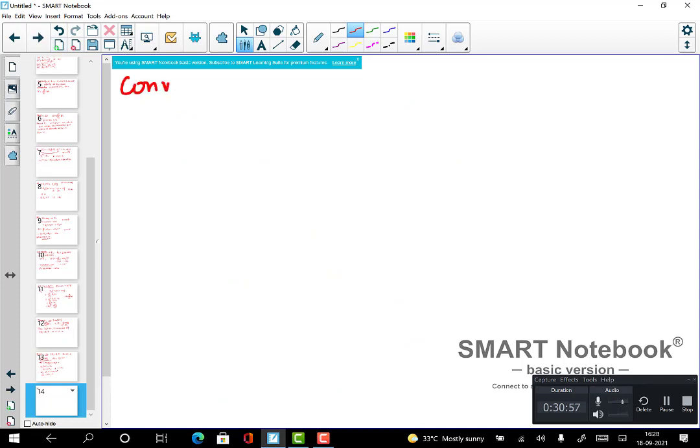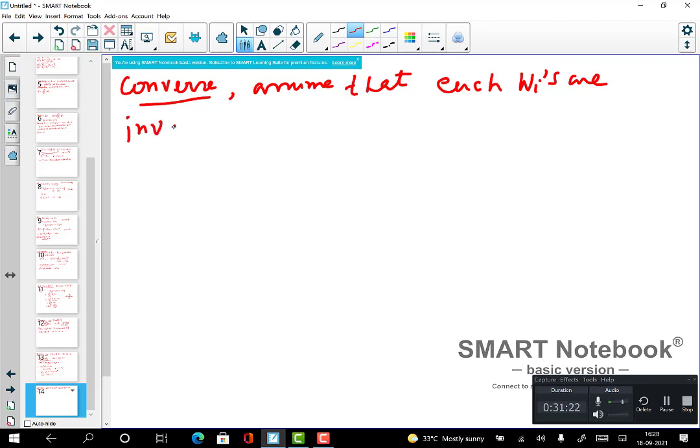So conversely, assume that each of these Wi's is invariant under T. And we need to prove that T commutes with each Ei. What is given is that V is a direct sum of the Wi's, i equal to 1 to k.